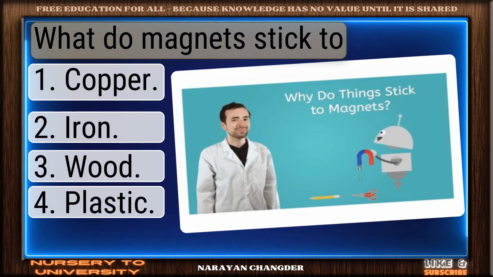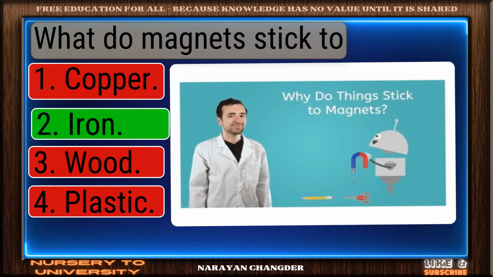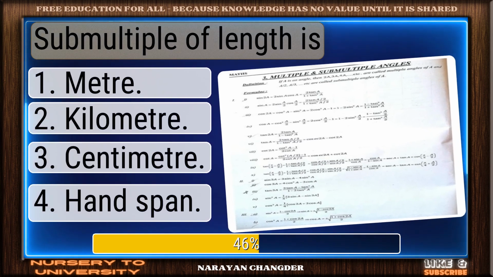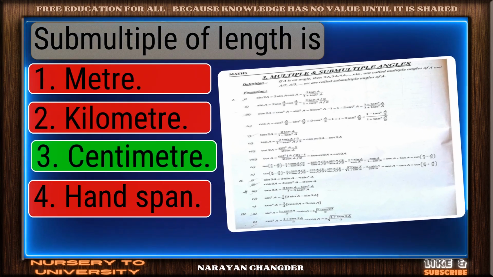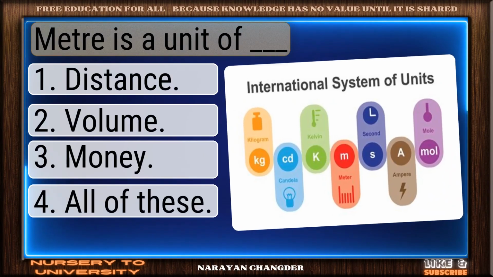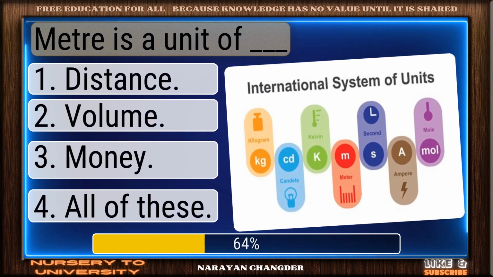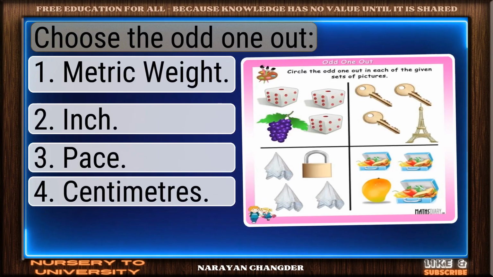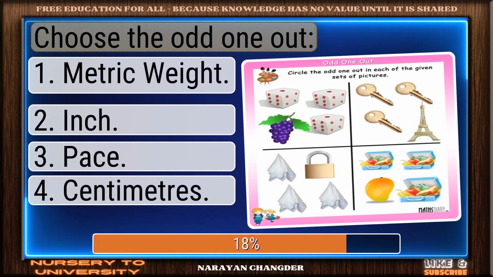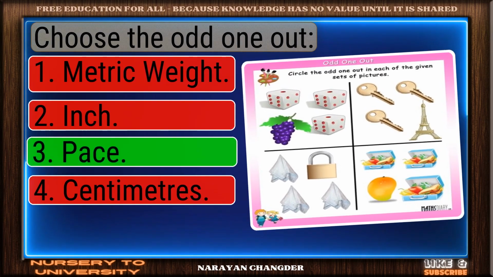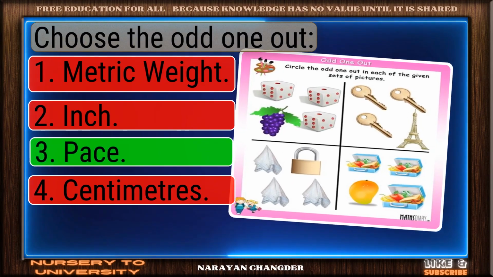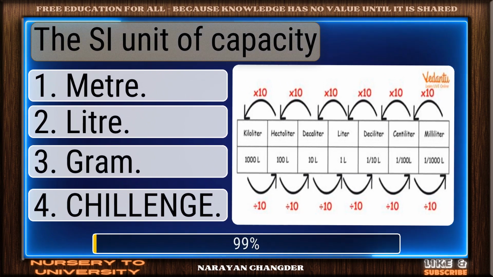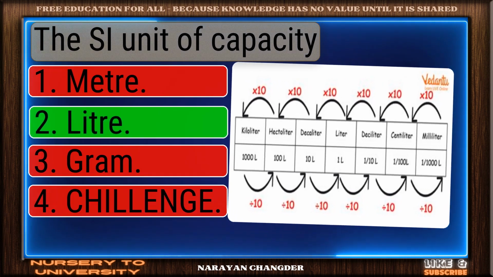What do magnets stick to? Valid point. Iron is true. Submultiple of length is. Well reasoned. Centimeter is the correct choice. Meter is a unit of dash. Right choice. Distance is the best answer. Choose the odd one out. Clear logic. Your choice pace is sound and 100% true. The SI unit of capacity. You got it. Your choice liter is right.